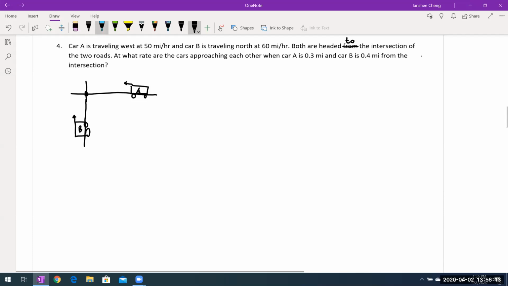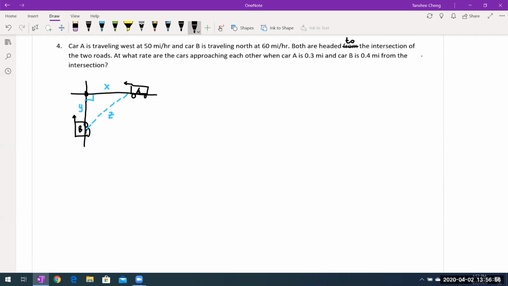So that tells me the distance from the intersection to car A is always changing, so I'll put x. And the distance from B to the intersection is always changing, so I'll put y. Also, as they move closer and closer to the intersection from both directions, this dotted blue line, which is how far the 2 cars are apart directly, is also changing. So this is my other variable z. And basically we are looking at a right triangle right here.